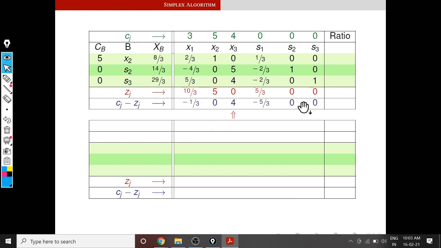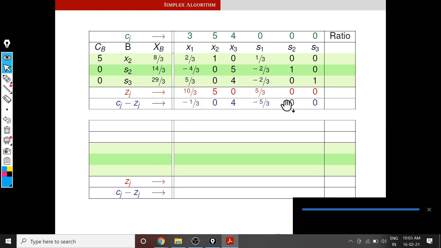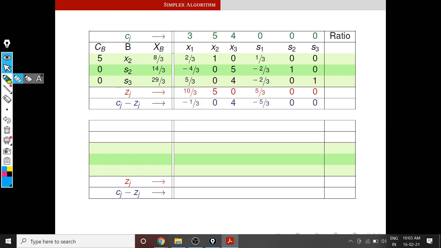Then here you look, not all of them are less than or equal to 0. If all the entries are less than or equal to 0 in this last row, then the present solution is optimal. Here one entry is the troublemaker, one entry is positive. Okay, so that is the entering column. So I chose that; that is our entering column. So we have got the pivot column, or rather the key column.